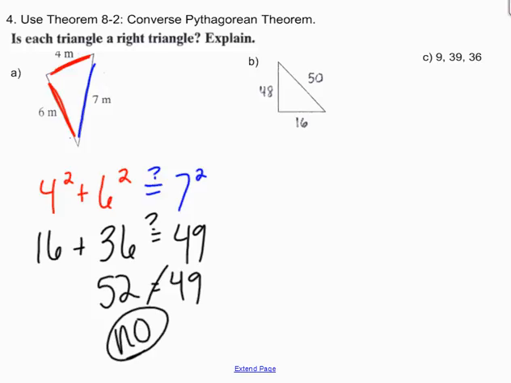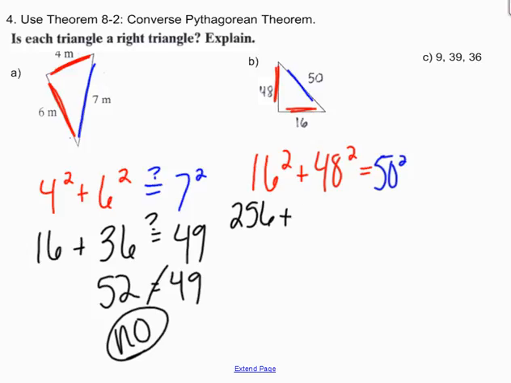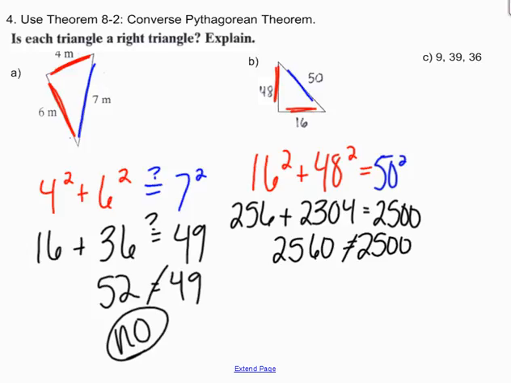Same thing with this one. Take the 2 shortest lengths. Those are your legs. See if they equal the hypotenuse squared. So we get 256, 2,304, and 2,500. And when we combine like terms, we get 2,560 and 2,500. They do not equal, so this is also no.